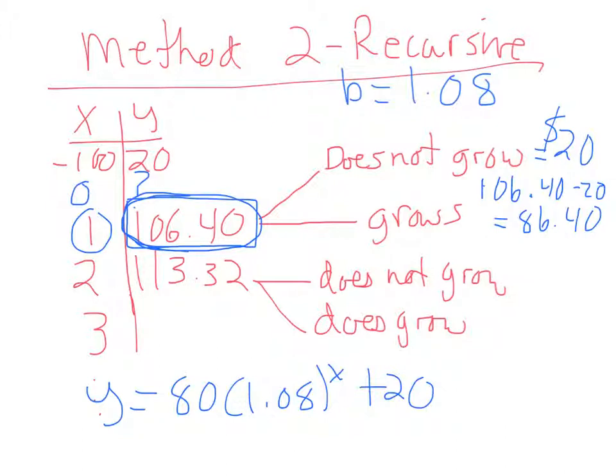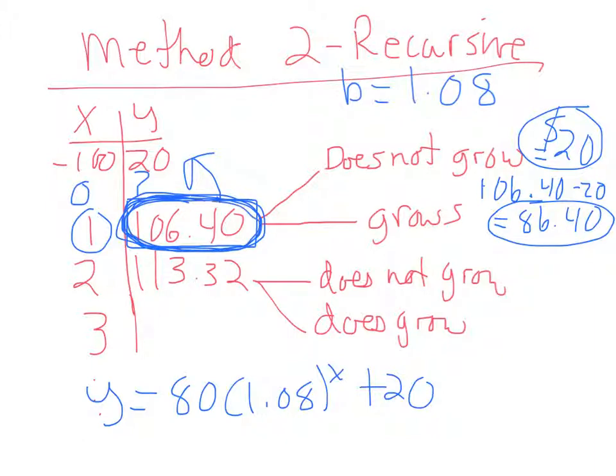So $86 of that 106 is growing and $20 is not growing. If you remember yesterday, we took that $106 and divided by 1.08 to go backwards in time by 1. But that's when all of this value was actually growing. So we don't have all this growing. We have $20 that's not growing, and $86.40 that is growing.